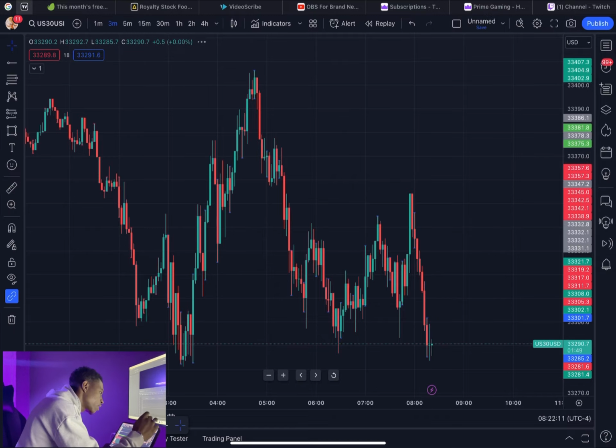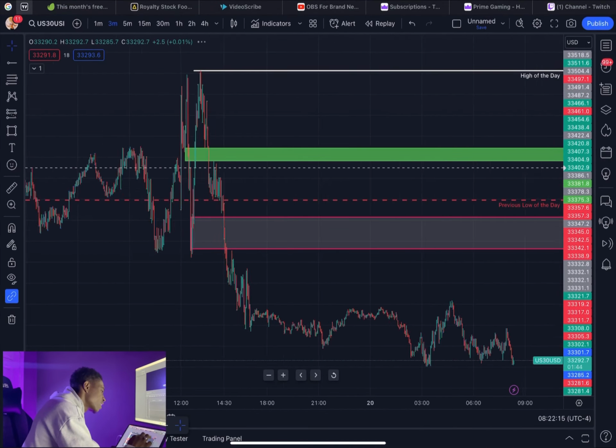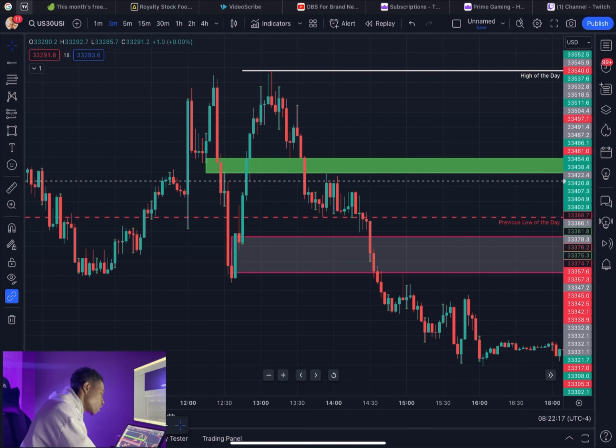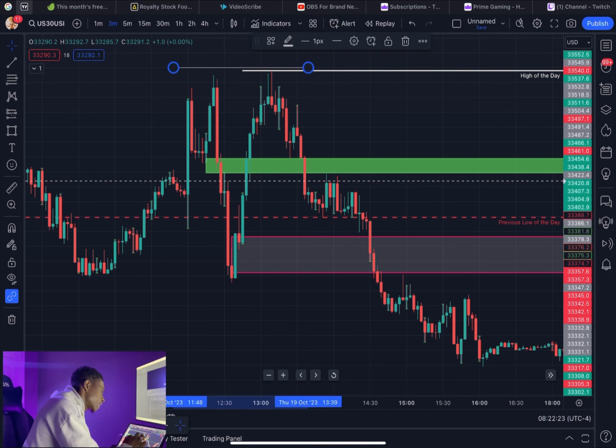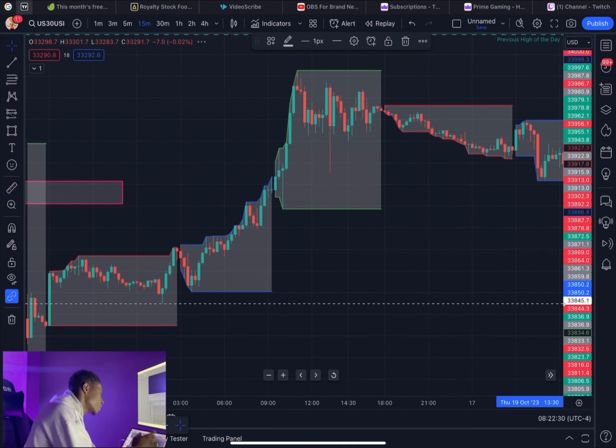Let's go on the 3 minute to look at US 30. US 30's high. I do see equal highs up here. And this move was already tested, so it's most likely that when it comes back up here, it's not gonna sell. It's probably just gonna sell a little bit.